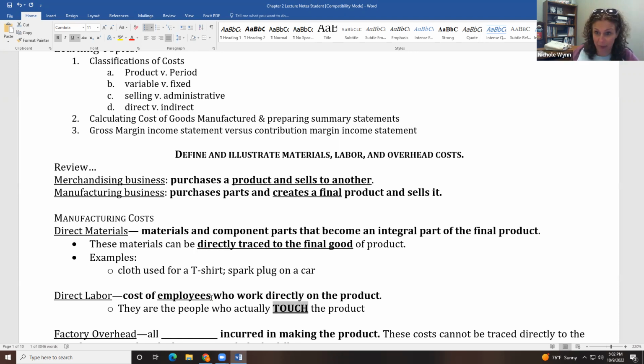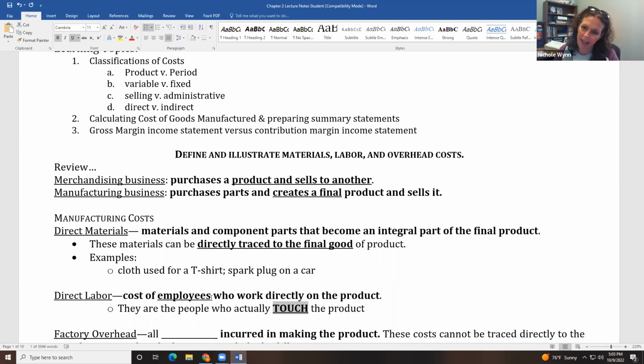So they are putting the bicycle together. They are attaching things and welding things or whatever they're doing to it. But their job is actually physically putting the product together. You can directly trace the labor cost to the finished good. So if we're talking about bicycles again, these are the people working on the factory floor that are actually putting things together. It makes me think of my dad.